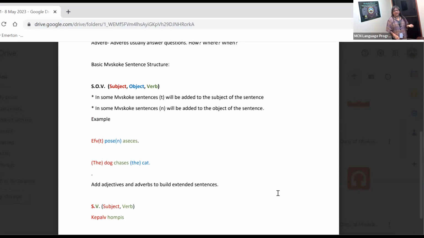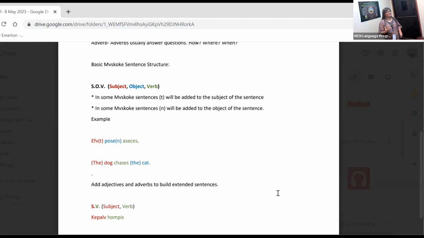So it was Iva, which is dog, and a T was added. And then Bozi, which is cat, an N was added. In some Mvskoke sentences, N will be added to the subject of the sentence. And Asijis, the dog chases the cat. And what I understand, or what Mvhayv Barnett was telling me, was the T in the dog, in Ivat, is the. And the N in Bozi is the cat.